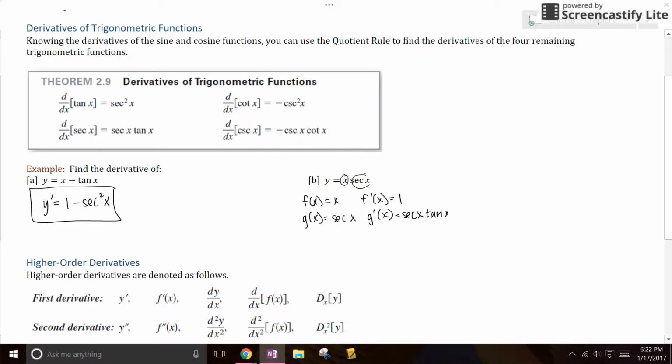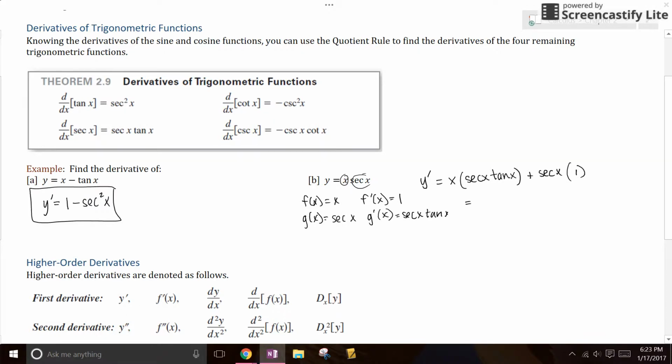And now what do I have to do? I have to do the original times the derivative of the other, plus the other one times the derivative of the original. So here we go. I forgot to say that I was doing y prime. x times secant x tangent x. So there's the original times the derivative of the second. Plus, now I better do the second original times the derivative of the first, which in this case is just 1.